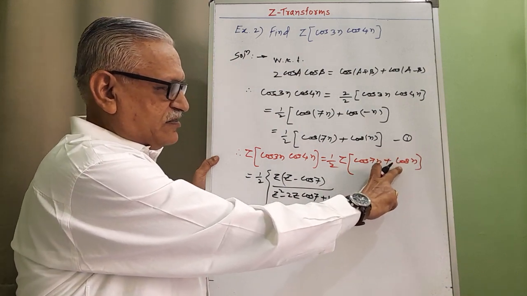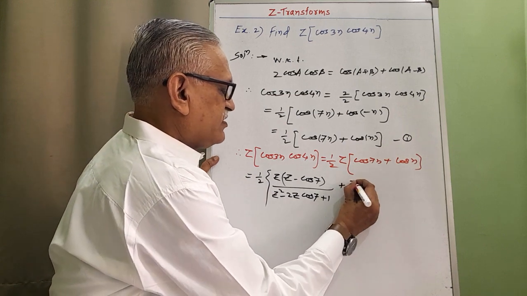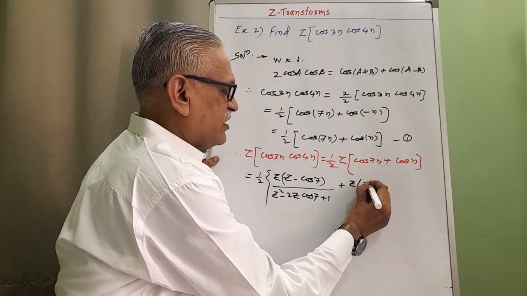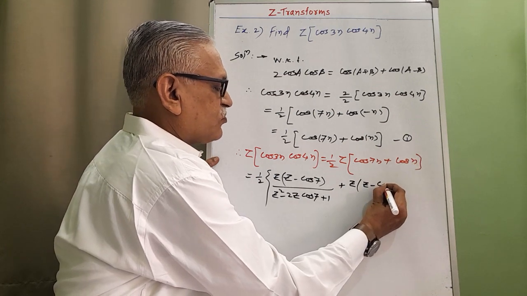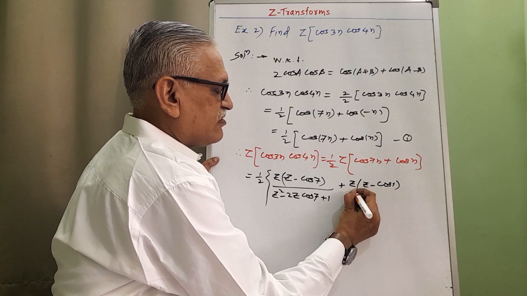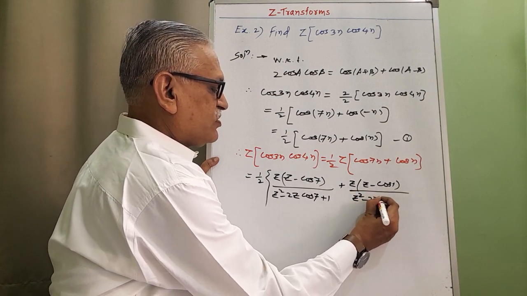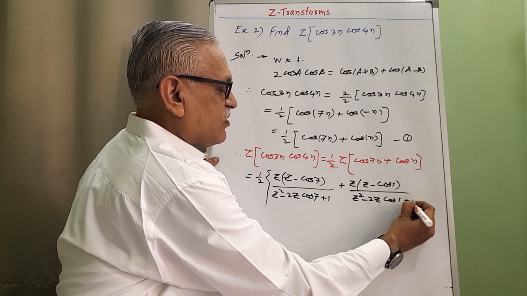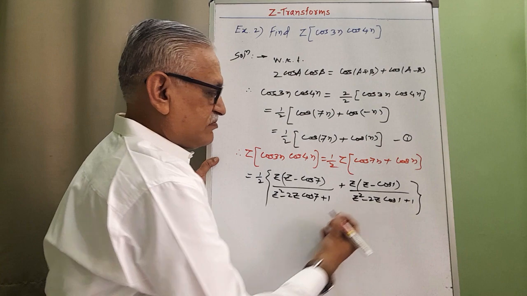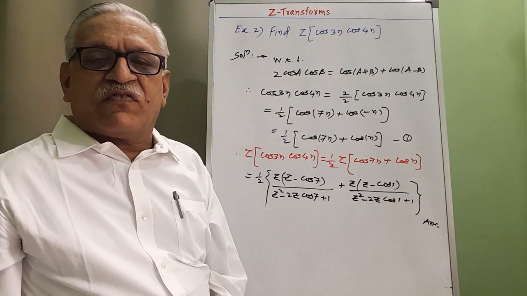And the same result to find Z transform of cos n. It is Z into (Z minus cos omega). Here omega is 1, therefore cos of 1, divided by Z square minus 2Z cos of 1 and plus 1. This is the required result, the required Z transform.